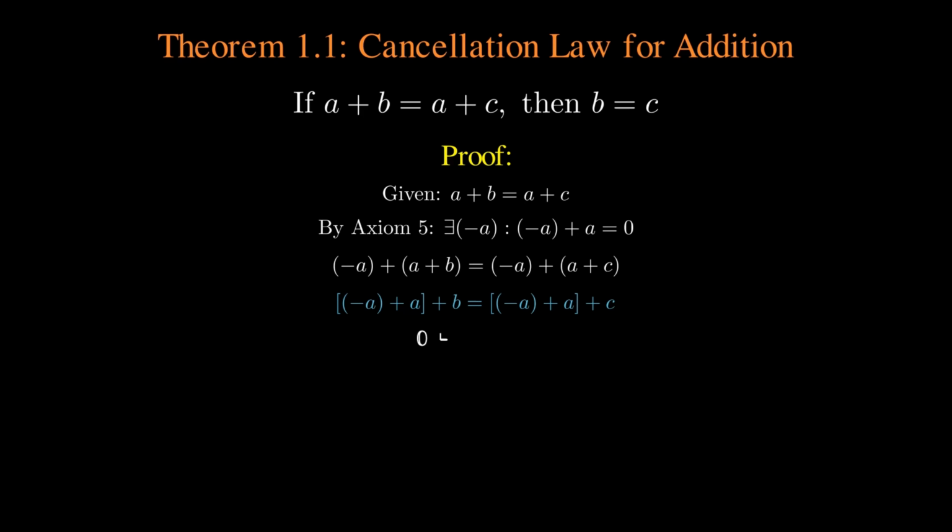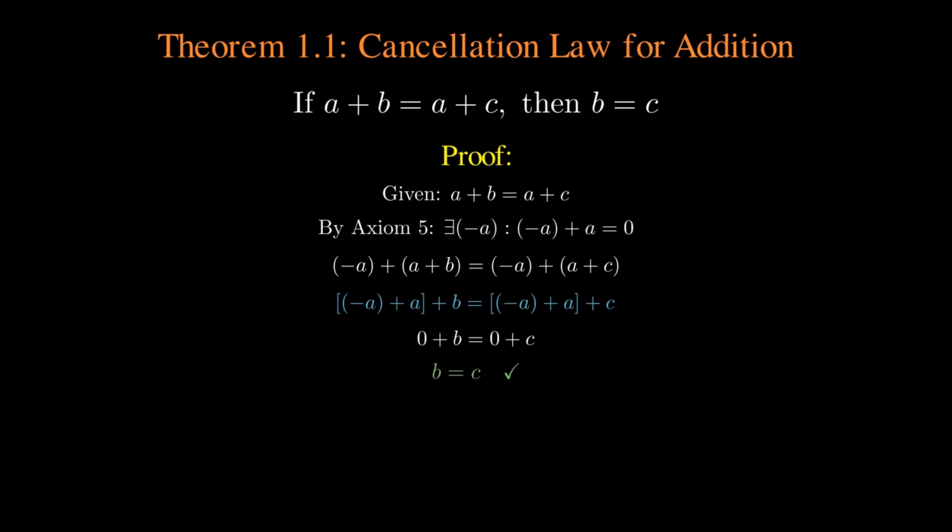On the right side, we perform the same steps. Negative a plus the quantity a plus c equals the quantity negative a plus a, plus c, which equals 0 plus c, which equals c. Since the left side equals the right side, we have b equals c. This proves the cancellation law. This theorem has an important consequence.